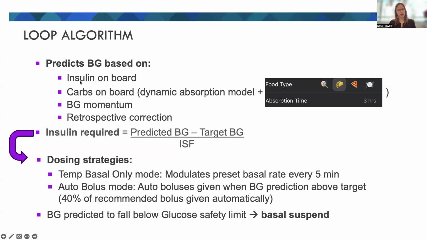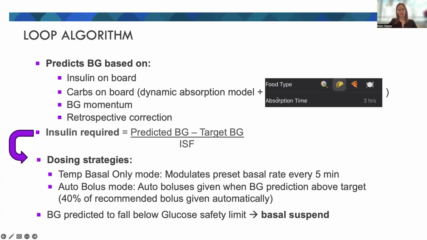Just a note on the carbs on board consideration: within Loop, there is an option for the patient to select their expected absorption time for food. For most meals, people will enter a standard 3-hour absorption time, which is represented by this taco symbol. But there is the option to guide Loop that the user is expecting their carbs on board to have quite a long tail in terms of time that those carbs will be on board. They could do that by selecting the pizza icon for 5 hours.